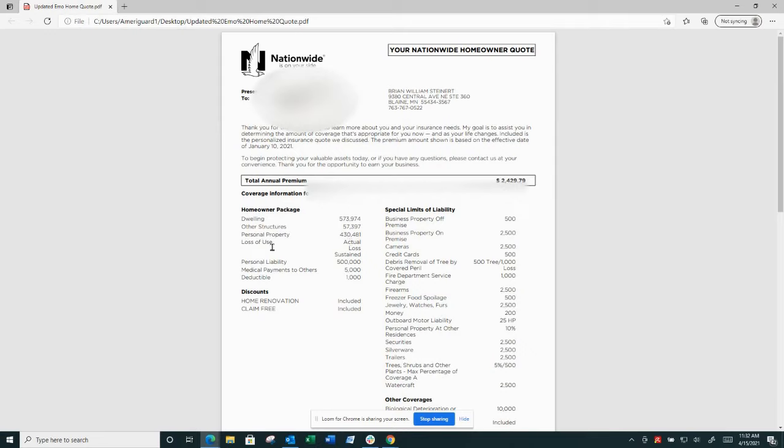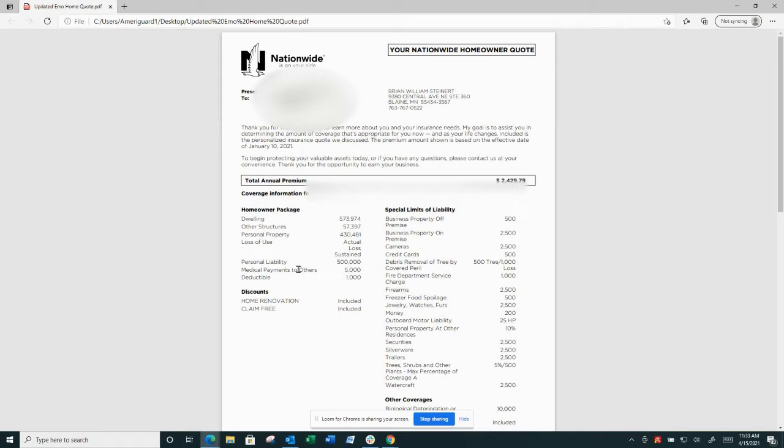Loss of use is a coverage that, if your home is damaged and you're unable to stay in your home, gives you this set aside limit to find alternative housing while your home is repaired or rebuilt. This is not a coverage limit. It says actual loss sustained, which means that if you have to stay in an apartment, whatever that costs you to do for a year or the time that your home is repaired or rebuilt, that is the coverage that Nationwide will pay for that loss of use coverage.